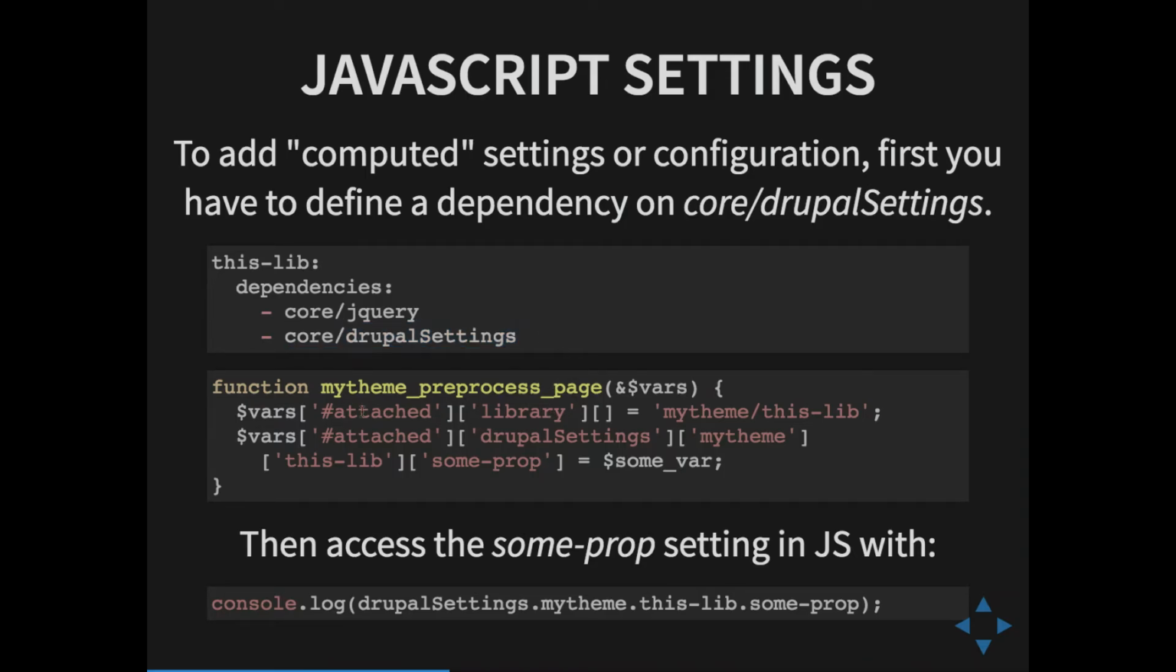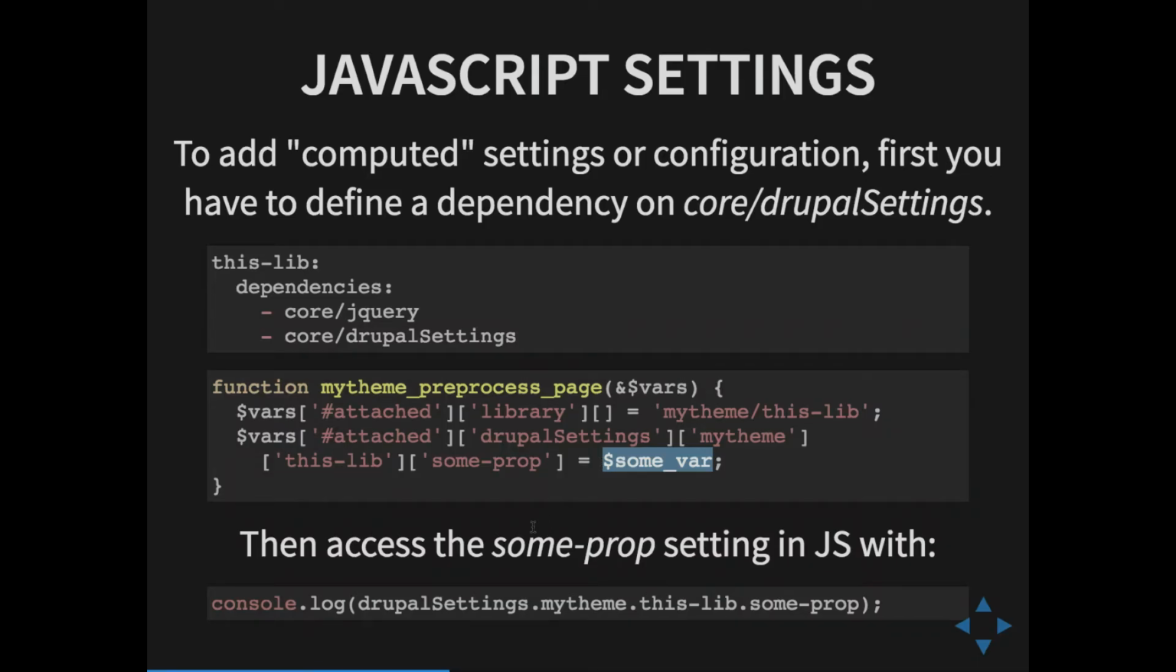So now, in your preprocess page, you load your library, attach it, rather, and under attached drupalSettings, you'll notice drupalSettings matches this, right? My theme, which would match this. This lib, which would match this. Sorry, it's all a little boilerplate-y, but then you define a property, say that could be greeting, right? And you set it to whatever variable you wanted it to be.